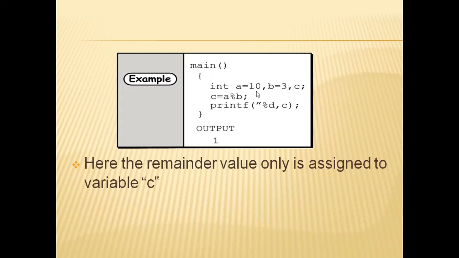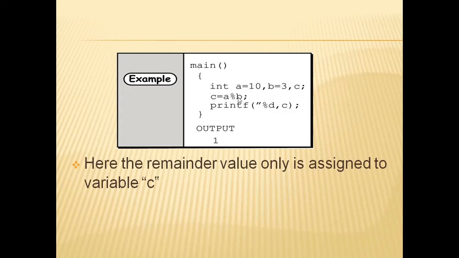We declare three variables A, B, C, and we assign 10 to A and 3 to B. And here we are performing the modulo operation between A and B, A mod B, and the result is assigned to the variable C. And here we are trying to print the C value. So printf percentile D within the double quotes, comma C. This will print the C value.